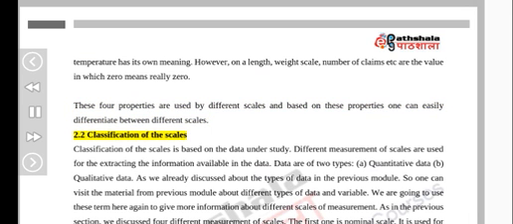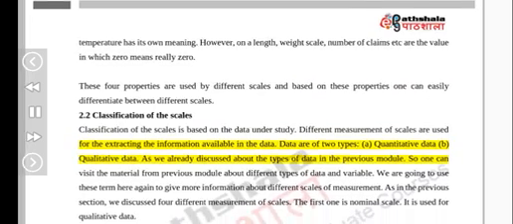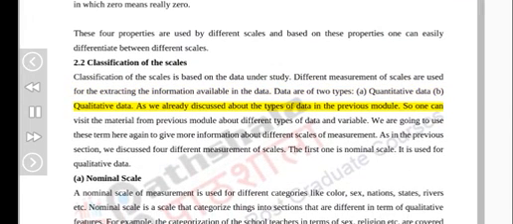2.2 Classification of the scales. Classification of the scales is based on the data under study. Different scales of measurement are used for extracting the information available in the data. Data are of 2 types: a. quantitative data, b. qualitative data. As we already discussed the types of data in the previous module, one can visit the material from the previous module about different types of data and variables. We are going to use these terms here again to give more information about different scales of measurement.